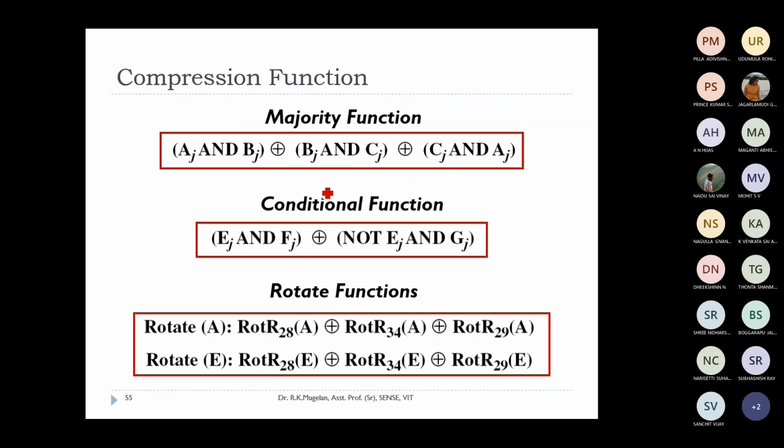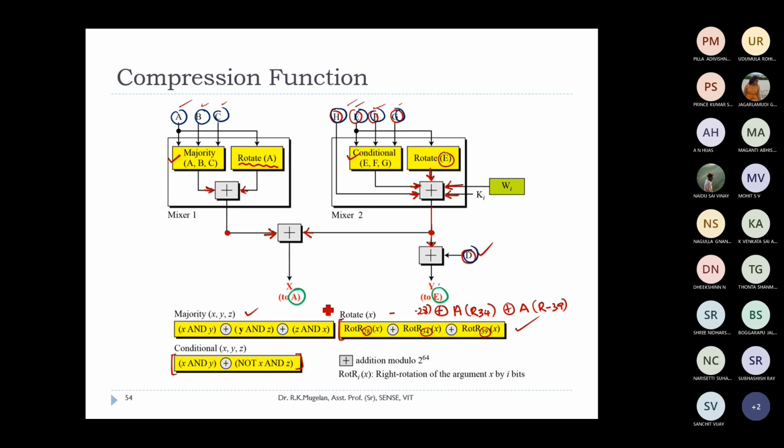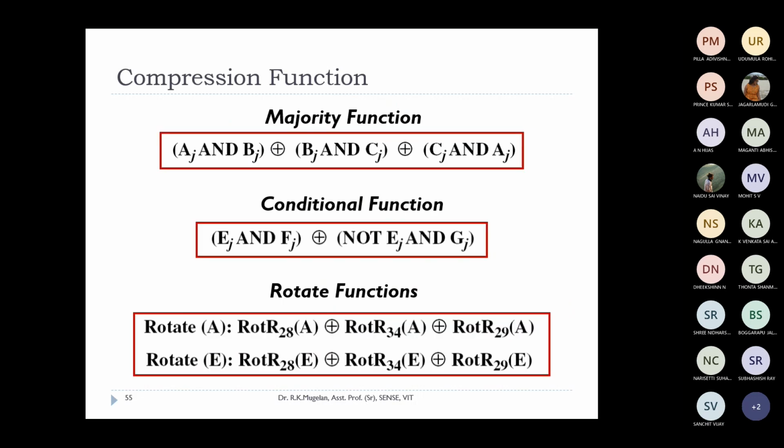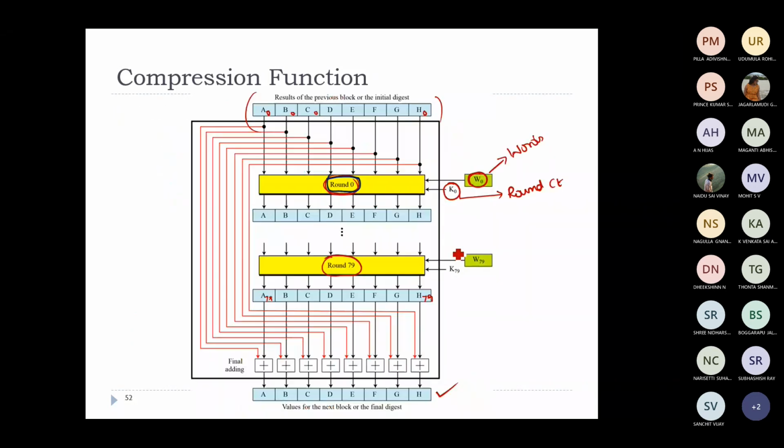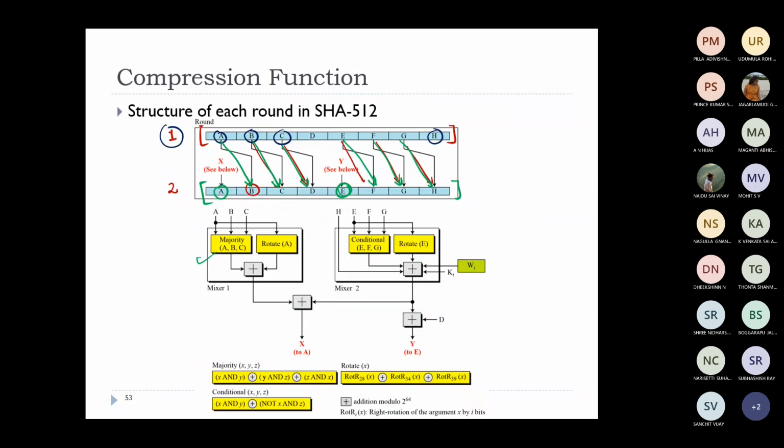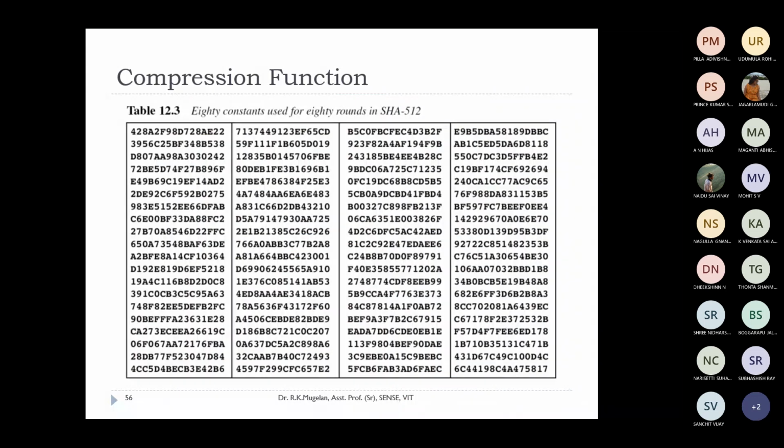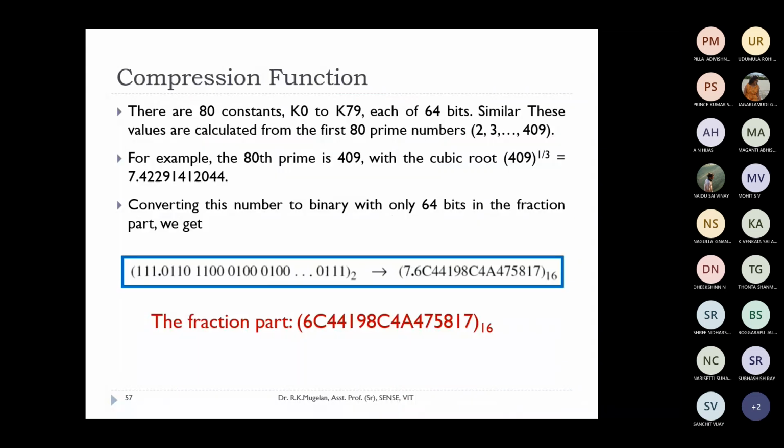As I said, to make it clearer, I put these things in the next slides. And the 80 round constants, as I said, are also created using the first 80 prime numbers, but here there's a small modification. Instead of taking a square root, they took the cube root. For example, the 80th prime number is 409, and if you take the cube root of 409, you get 7.4229 and so on.